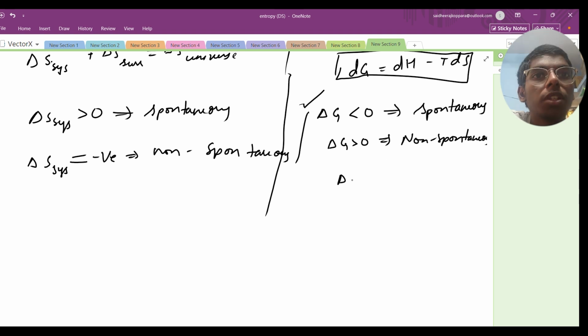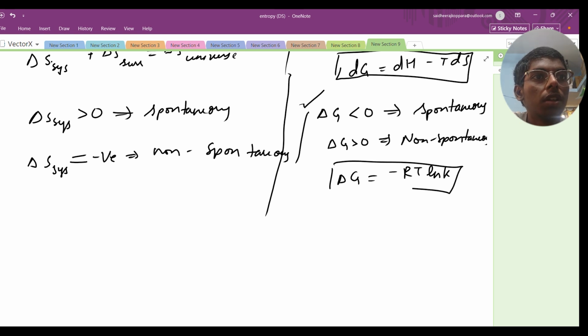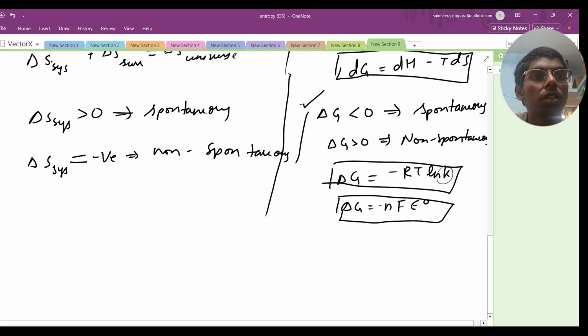In future chapters we will be seeing equilibrium, where you will use this formula, and in electrochemistry you will use this formula. Here K is the equilibrium constant, E naught is the standard potential, and F is the Faraday. 1 Faraday equals 96500 coulombs, and n is the number of electrons transferred or number of ions transferred during the chemical reaction.